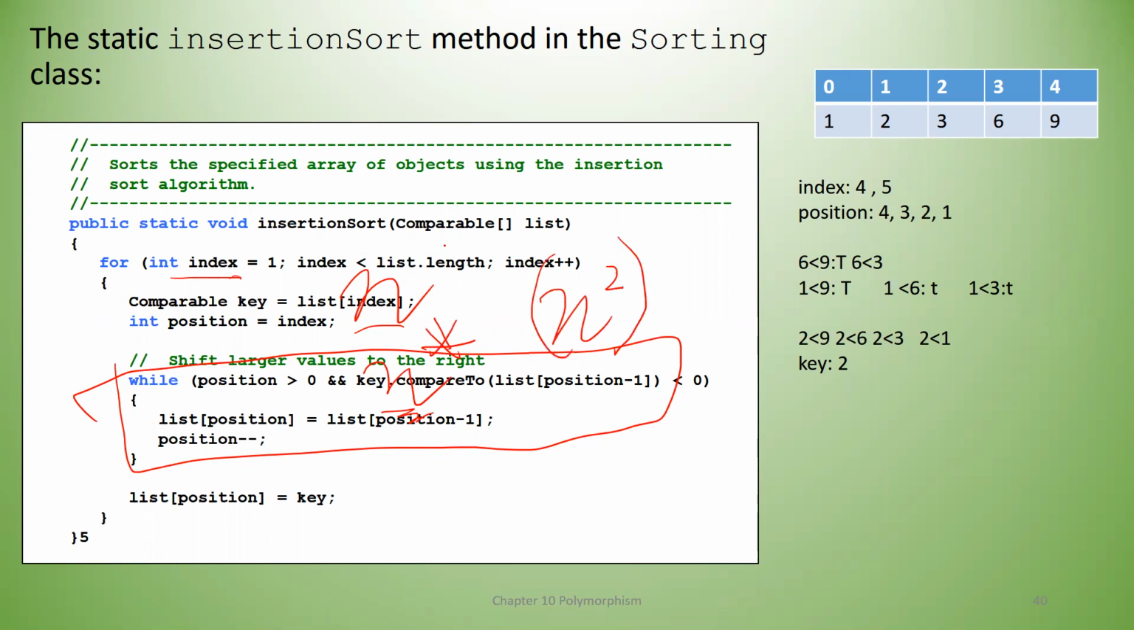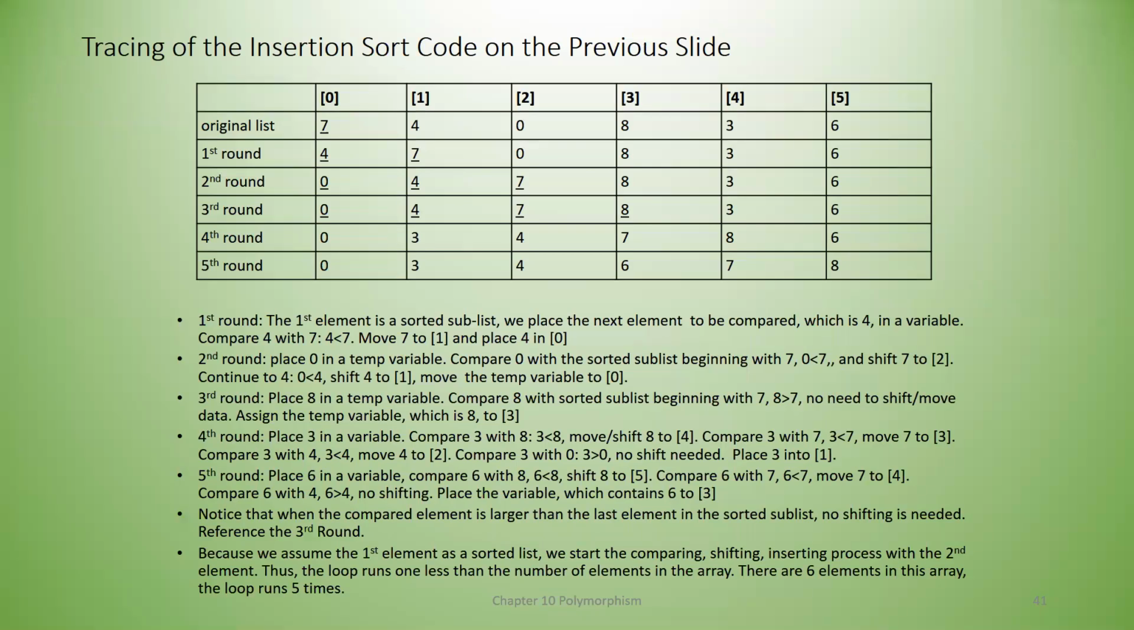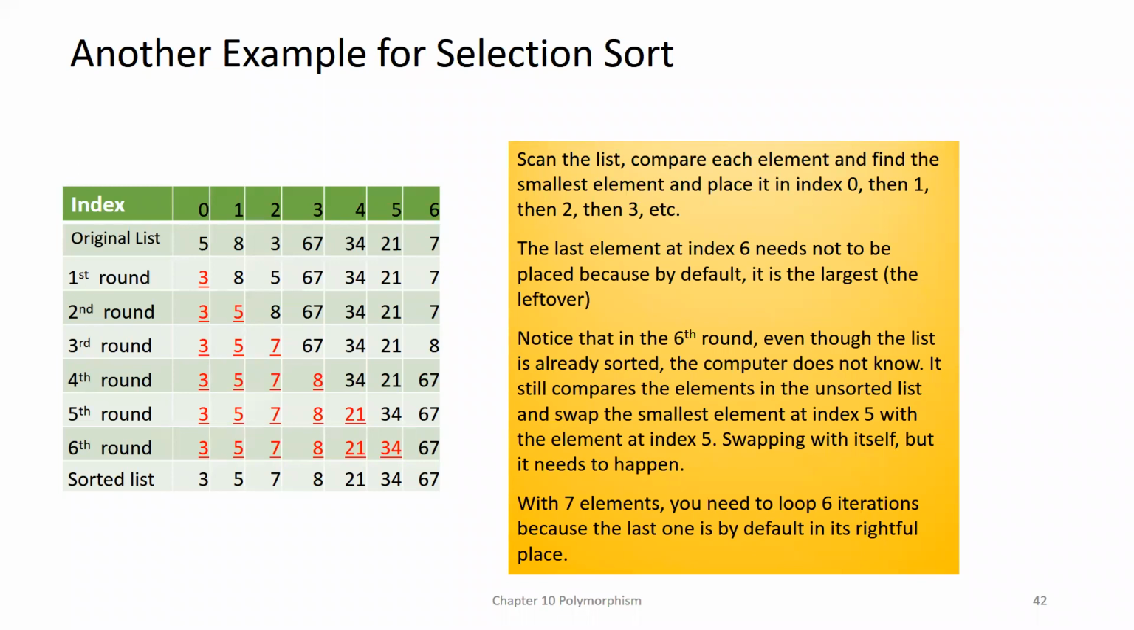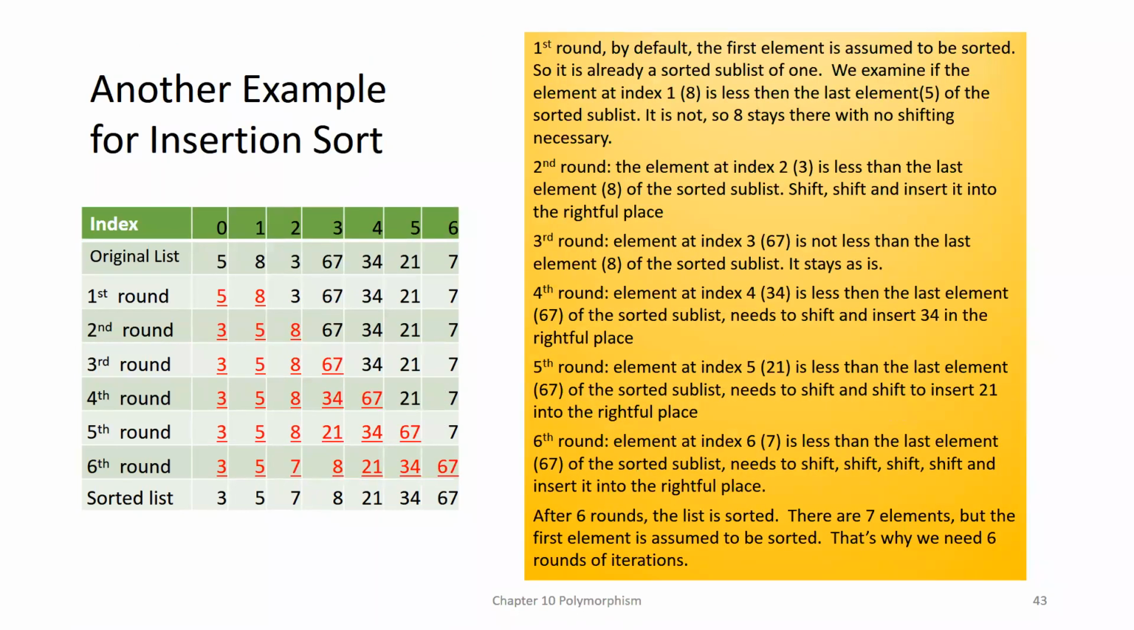That is the big O. We call that big O. Okay, order, big O notation. This tells you the complexity. That means you have to do n squared number of comparisons to sort the list. Okay. And this is a tracing, which I did just now. This is just a different set of data. And an example, another example for selection sort, another example of insertion sort. You can look at it.